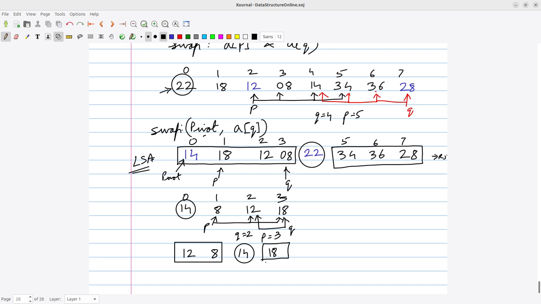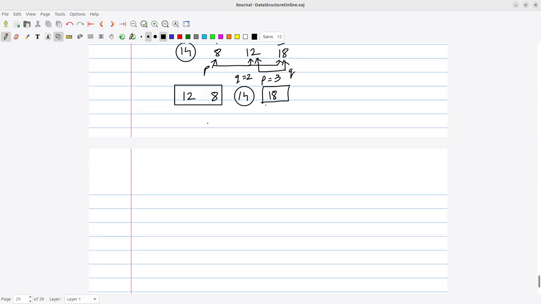If we consider that subarray, being a single number, it is already sorted. Let me rewrite over here. If we consider the right subarray, it is already sorted. So here we can say 18 being a single element, it is fixed. So at index 2 you have 14, and at index 3 you have 18. Now we'll focus on the left subarray. The left subarray consists of 12 and 8.